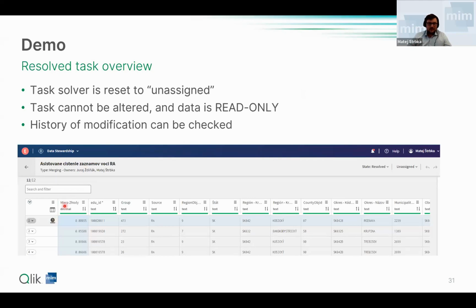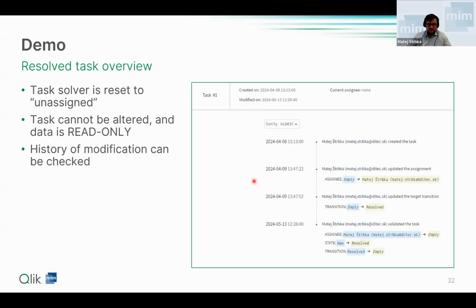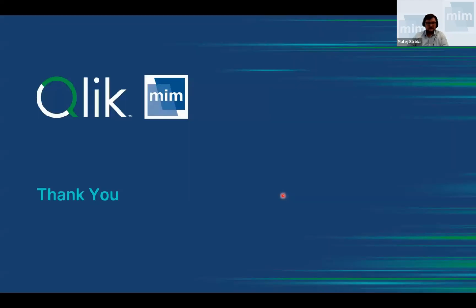And each task, when resolved, can be checked, and the history of modifications can be viewed by clicking on the task. This is an example of the history of a task. It was created, it was set from new to resolved, and so on. So Talend Data Stewardship also gives us certain insight into what work was done, especially for the purposes of management. So from me, this is everything, and I will be glad for any of your questions.